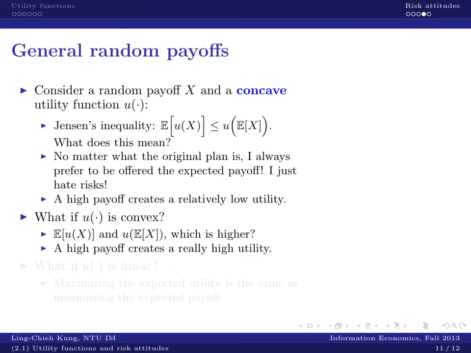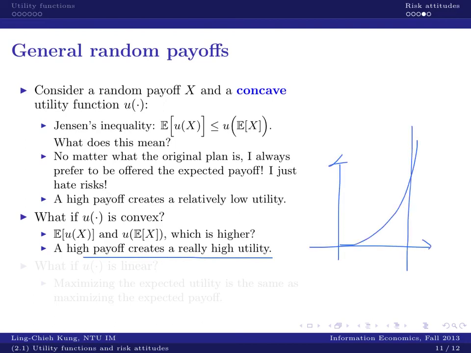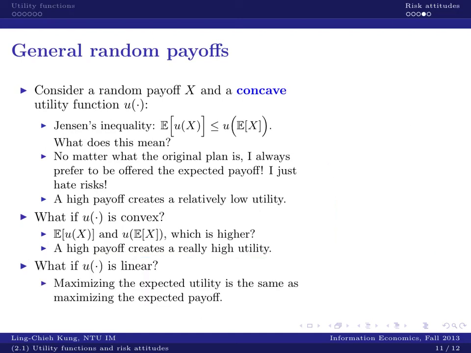And also in this case, a higher payoff creates a really high utility. Why? Because your utility function is convex, something like this. So when you have a high payoff, that's going to give you a very high utility in this case. Okay, and finally, U may be linear, and in that case, if you want to maximize the expected utility, all you need to do is to maximize your expected payoff. So, as a summary, concave utility functions tell us that this guy is risk averse, and convex utility functions tell us that this guy is risk seeking.